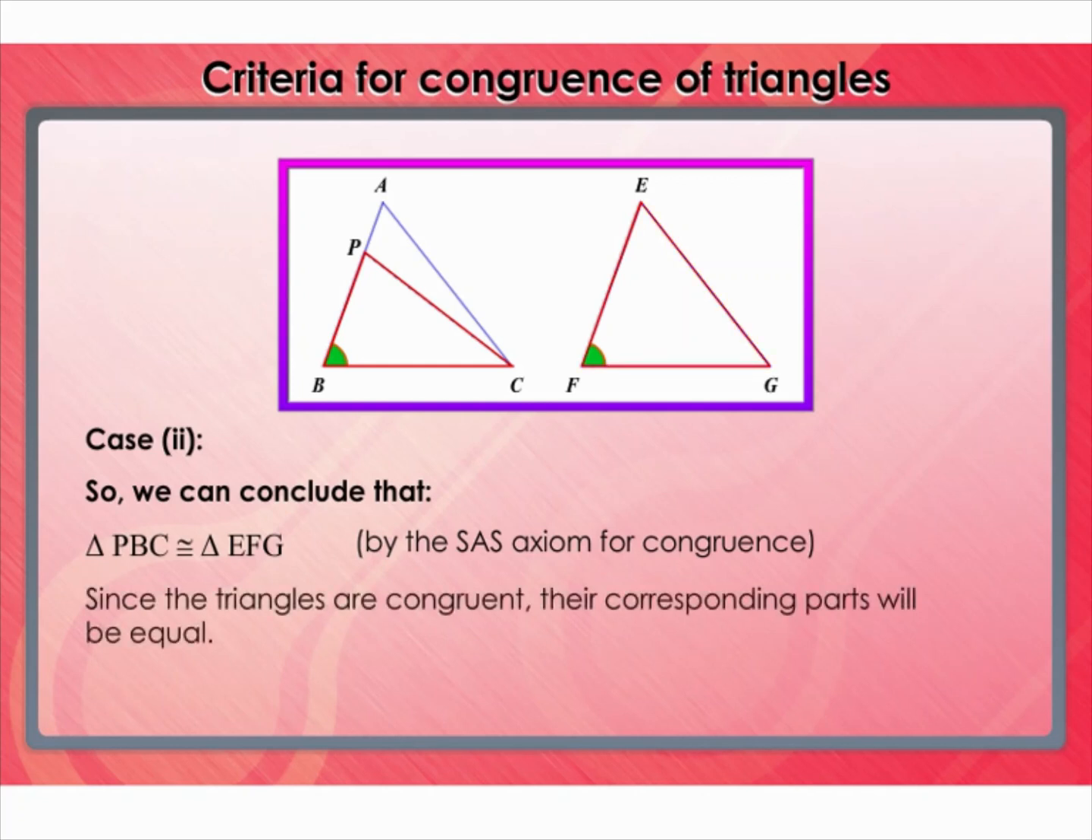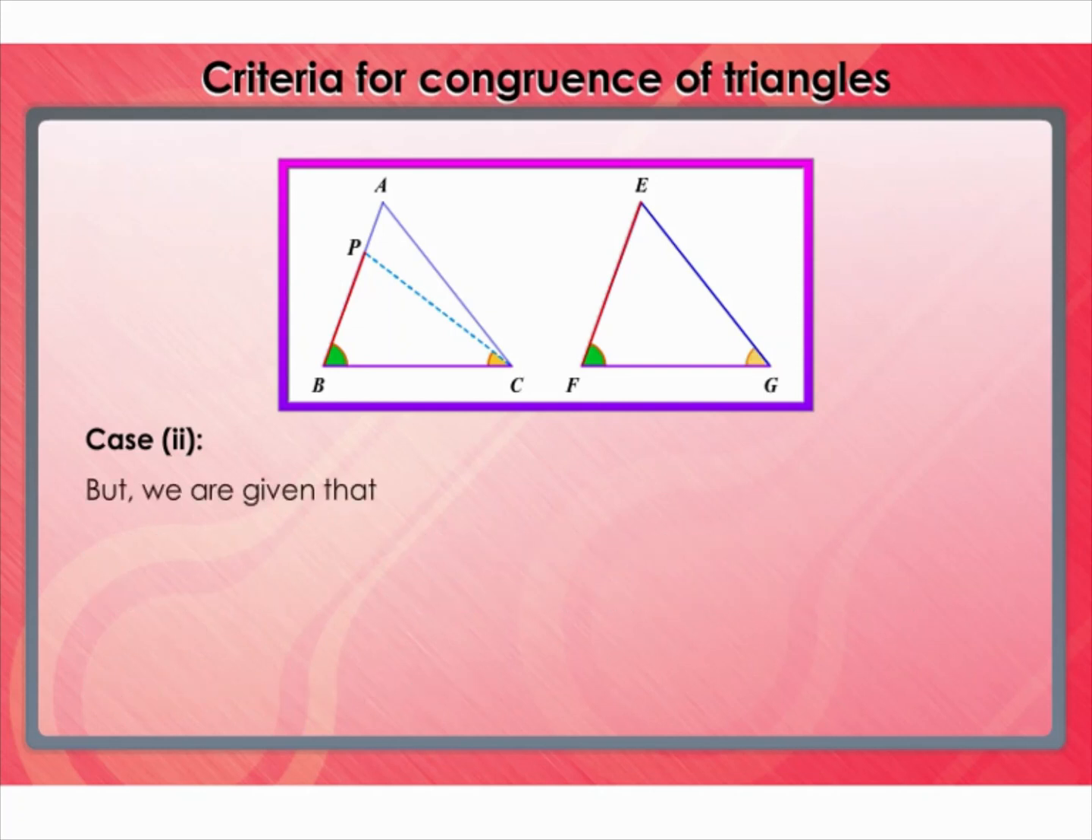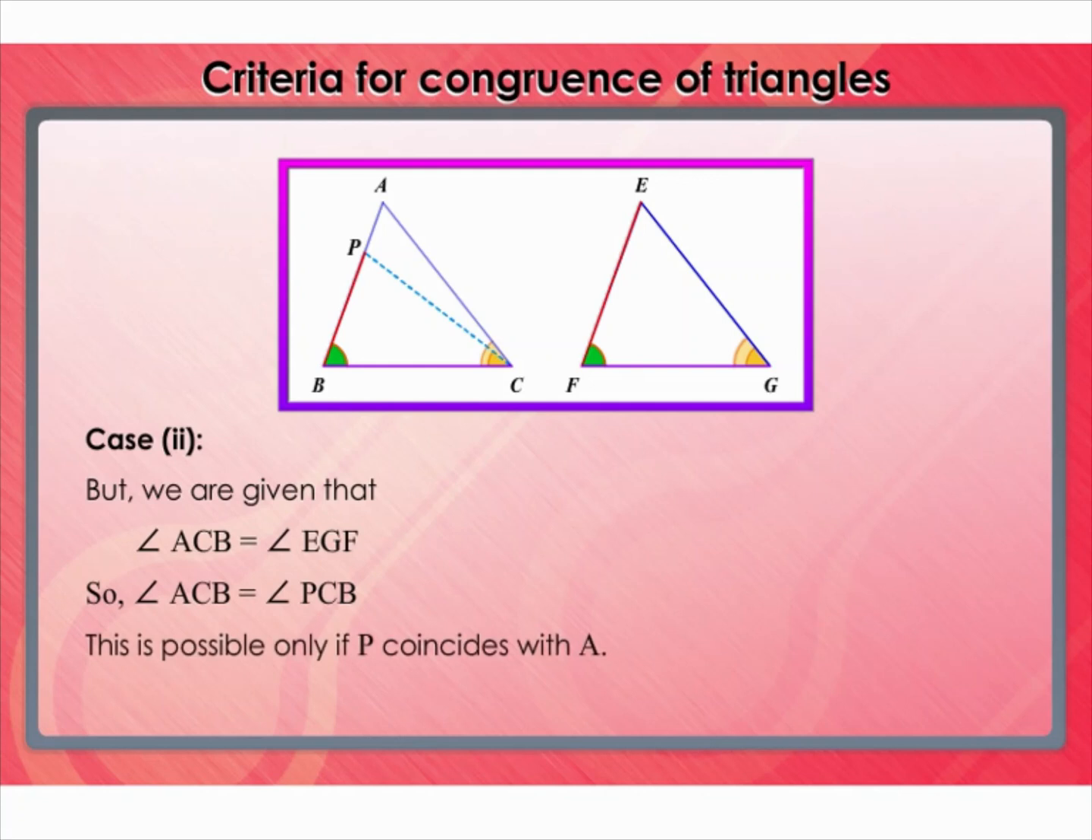Since the triangles are congruent, their corresponding parts will be equal. Thus, angle PCB is equal to angle EGF. But we are given that angle ACB is equal to angle EGF. So, angle ACB is equal to angle PCB. This is possible only if P coincides with A or BA is equal to FE.